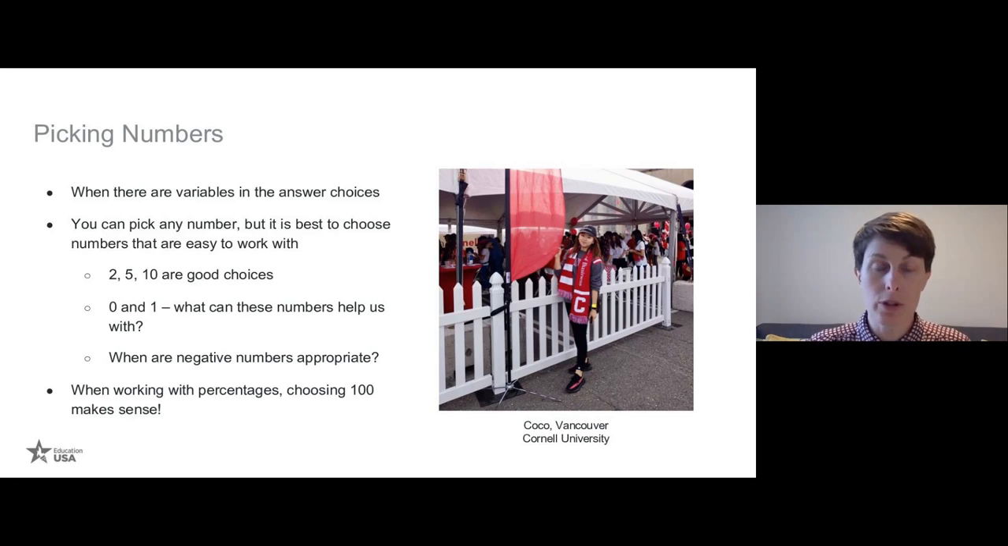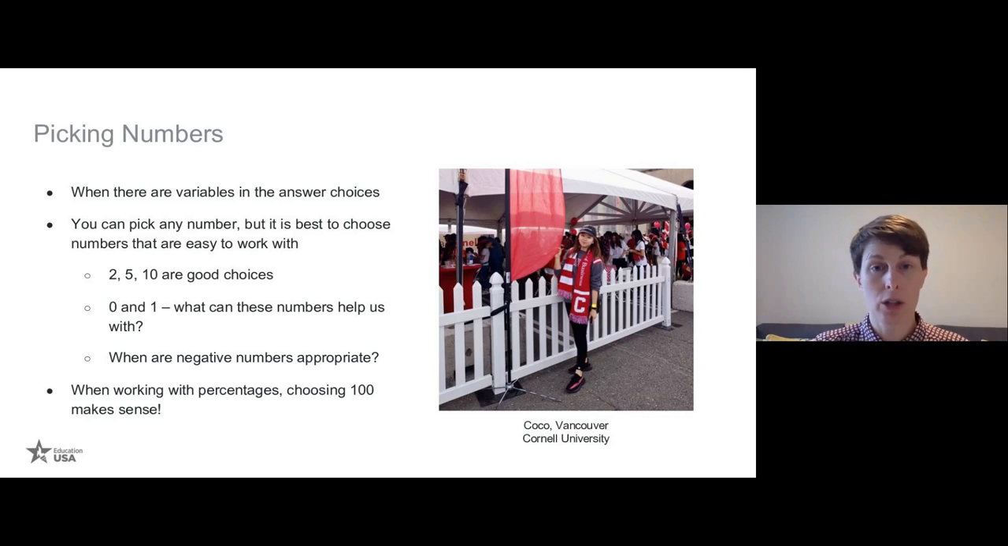So we're going to give a certain number of text messages to each person, right? And that number could be 0, it could be 1, it could be 2, it could be 745. Now, is 745 a practical number to choose? Not so much, right? We want to pick numbers that are easy to work with. 2, 5, 10, 10's super easy to work with. 0 and 1 can also be really easy to work with.